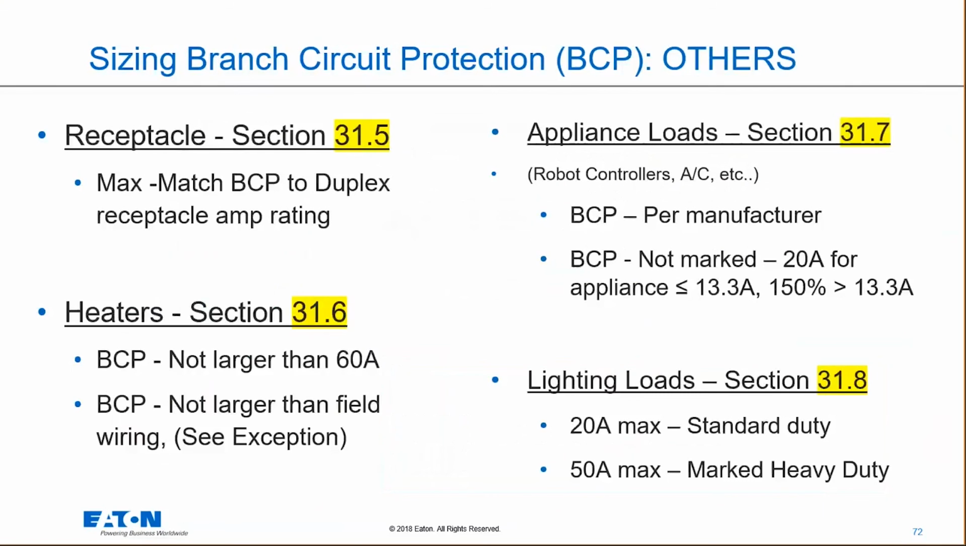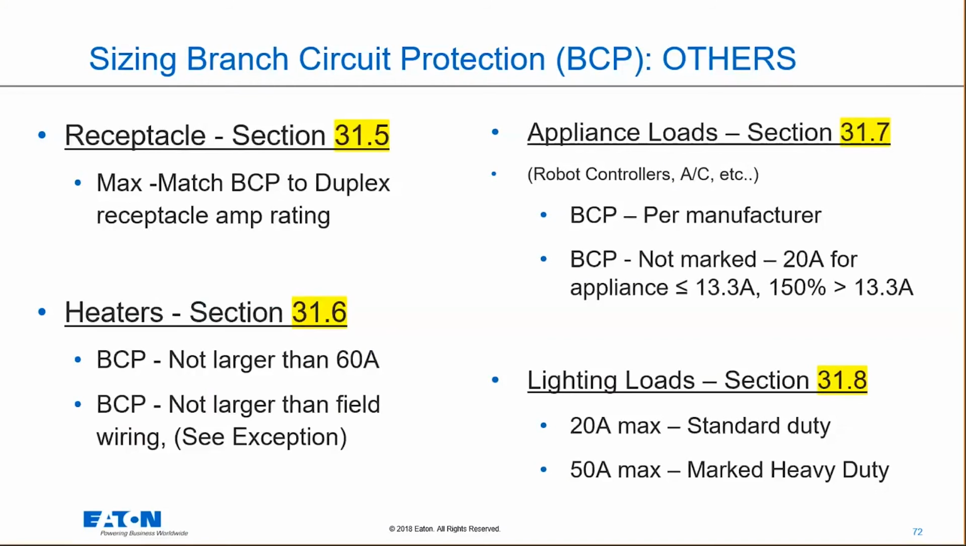So we're talking about branch size ratings for other devices. We're talking about 31.5. When we look at, like, a duplex receptacle, for example, basically what you're going to do is match your branch circuit protection device to your receptacle. So if I've got a 15 amp receptacle, I can put a 15 amp branch in there.